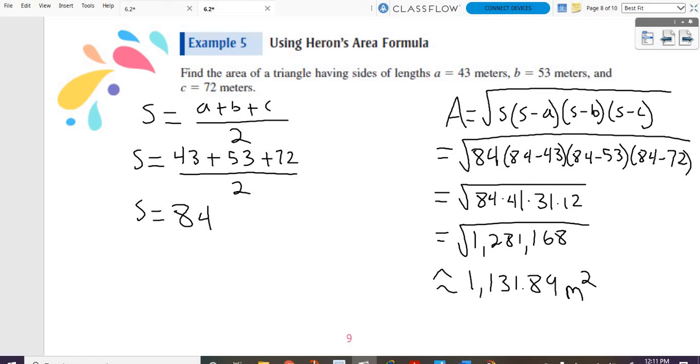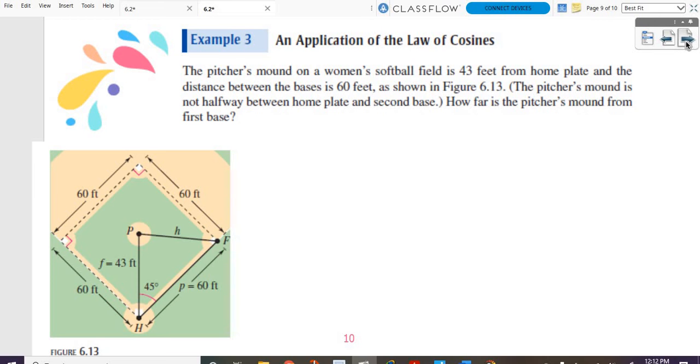Questions on that? Like I said, the biggest thing here is going to be making sure you plug into the formula correctly. After that, it's just plugging it into the calculator. Okay, so let's look at one last example, and it's going to be an application problem. So we looked at application problems of our law of sines. Now we're going to look at an application problem of our law of cosines.